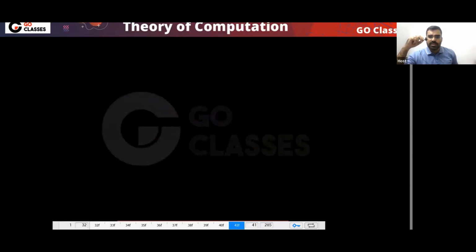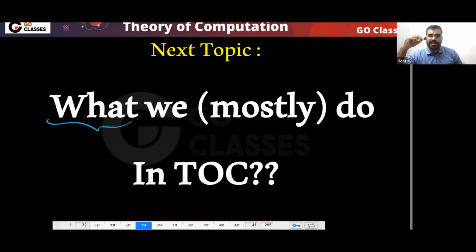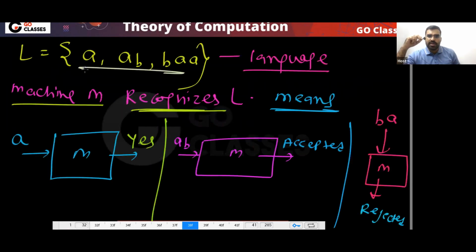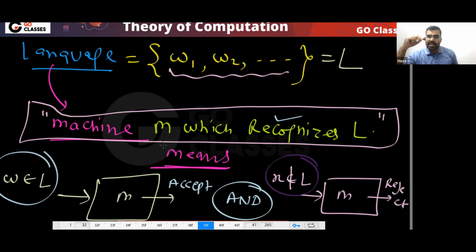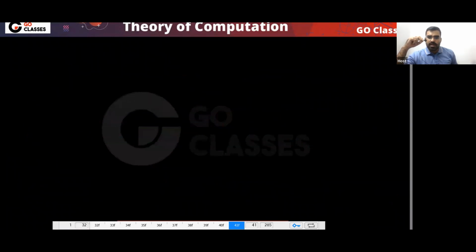So this is what we do in the TOC subject. We want to recognize languages. Whatever language you have, for that language we want to create a machine. What will this machine do? This machine will recognize this language. What does this mean? This means that if you give a string from the language, it should be accepted, and if you give a string which is not in the language, it should be rejected. This is what should happen.